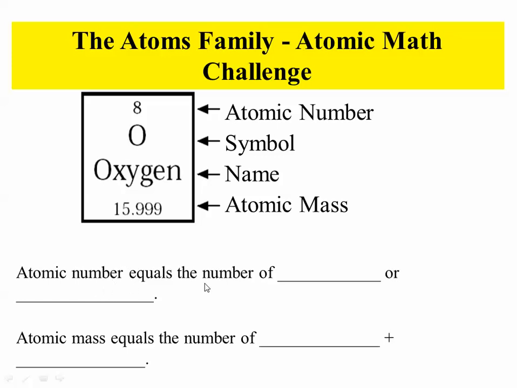So at the bottom here, the atomic number tells us what? It tells us how many protons and electrons we have. So oxygen has 8 protons and it has 8 electrons. The atomic mass equals the number of protons and neutrons we have, because those are the only 2 particles that have a mass. So we add them up and they tell us the mass of our atom.